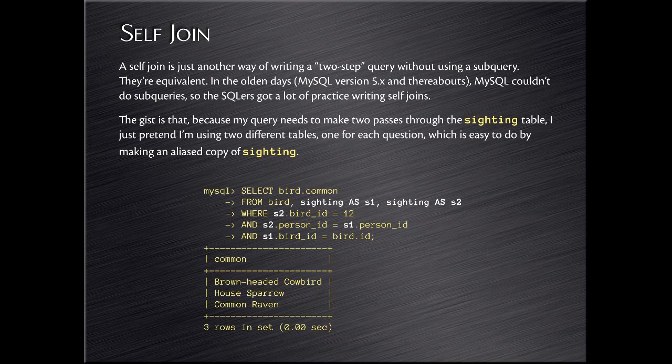But again, it's the same idea. The gist is that because I have to make two passes through the citing table, I'm just going to pretend that they're different. I'm going to pretend that there is a copy of a citing table and there's another copy of the citing table. They have different names, and I'm going to treat them as if they're wholly different tables. And I'm going to ask one question of each of those tables. I can do that by aliasing, as we see here.